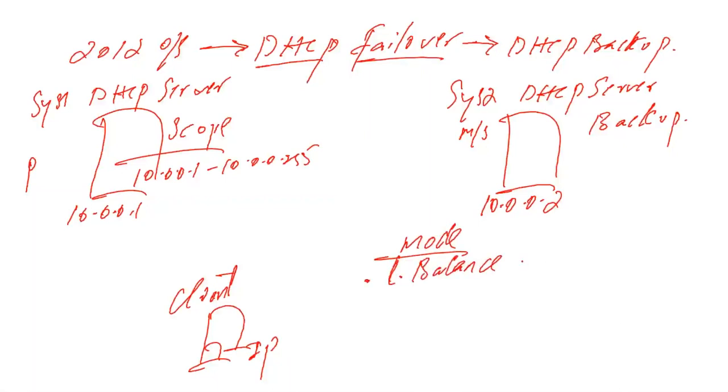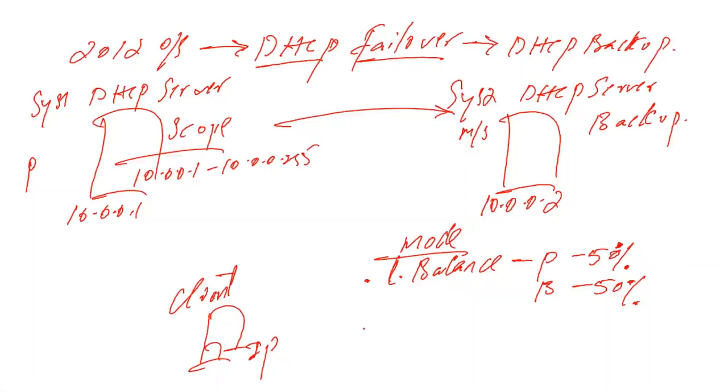In load balance, the primary server will give the IP address to 50% of the computers, and this information is also available in the backup DHCP server. The next 50% of the computers will take the IP address from my backup DHCP server, and this information is also available in the primary DHCP server. So this is called load balancing, 50-50. But if you want, you can change the percentage. For example, I want the primary server to take care of 70%, and the backup server to assign the IP address to 30% of clients. You can change the percentage. So this is called load balancing.